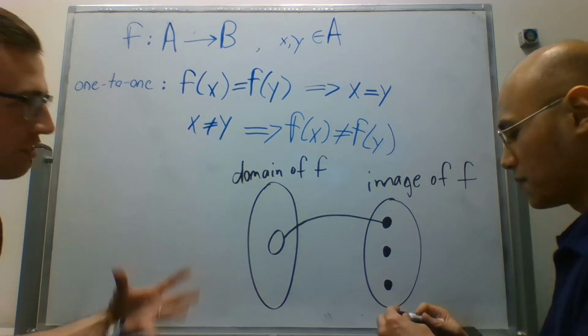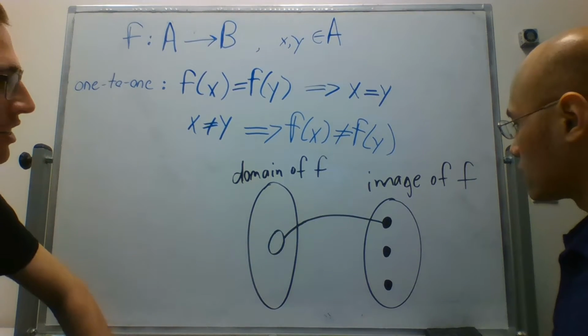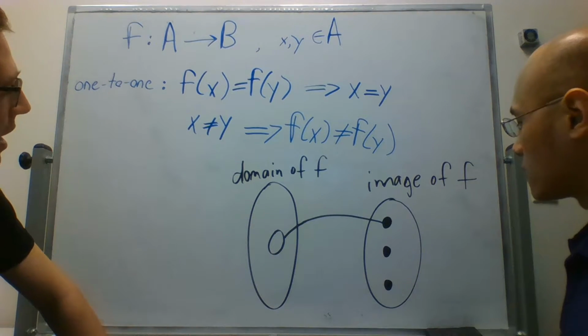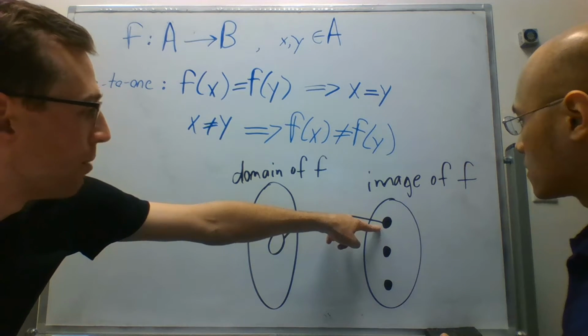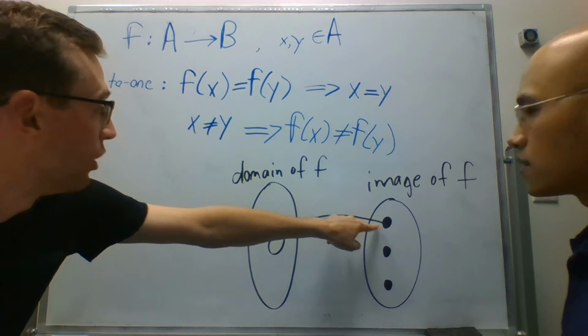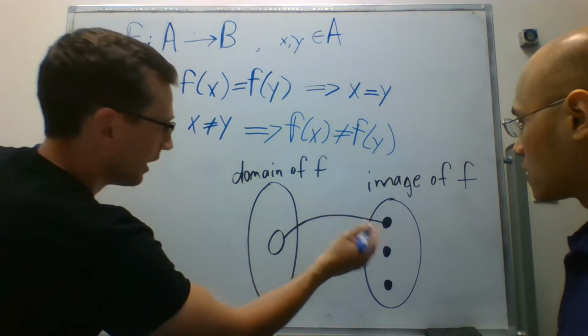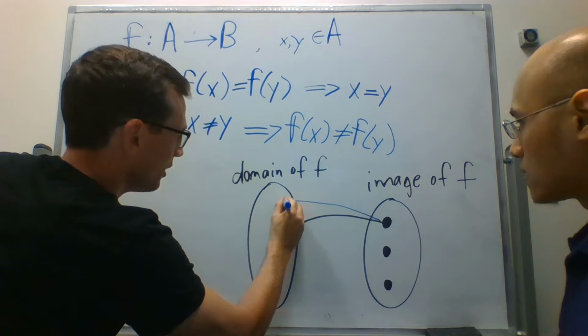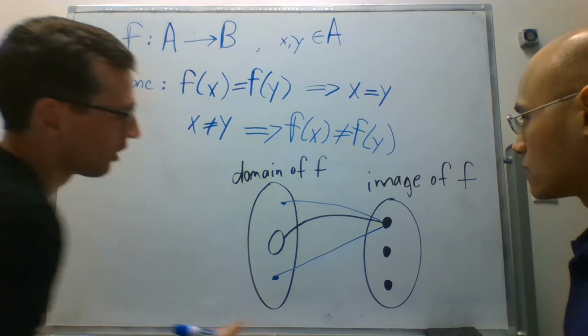There's a uniqueness to it, right? So there's a unique element in each set. If you have the function, it maps to some element, well, it's only going to go back to one element in the domain. It's not going to go here as well. It's not going to go there as well.